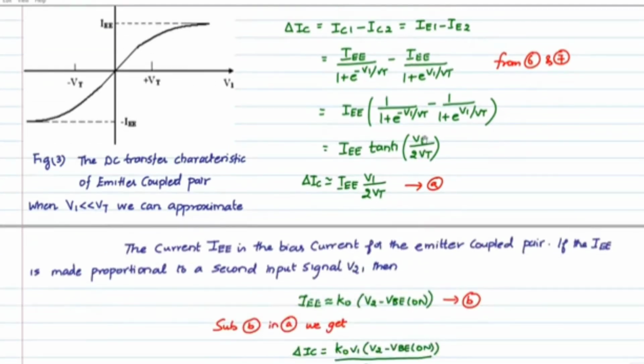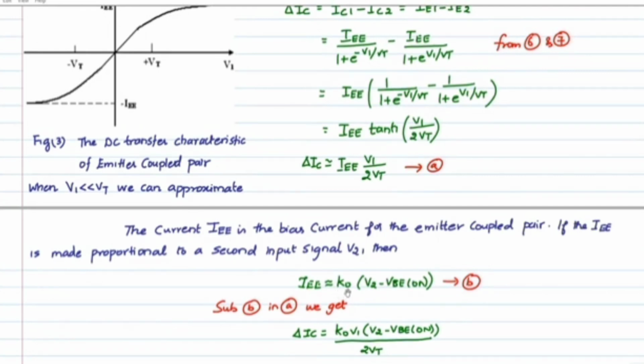So if I take the IE common, I will get 1 divided by 1 plus e power minus V1 divided by Vt minus 1 divided by 1 plus e power V1 divided by Vt. So I can write this as IE into tanh V1 divided by 2 Vt. So this is approximately equal to del IC is equal to IE into V1 divided by 2 Vt. So this figure 2 shows the DC transfer characteristics of the emitter coupled pair, where V1 is less than Vt. We can approximate this equation. So the maximum value, you can see it goes to IE, del IC with respect to V1.